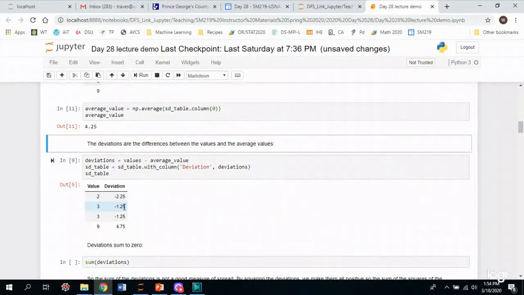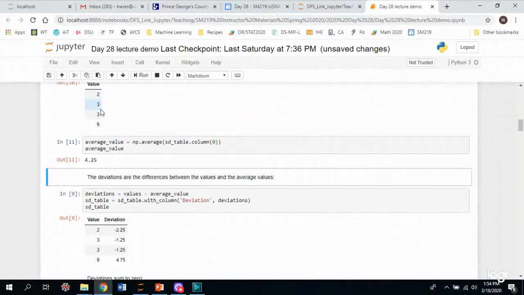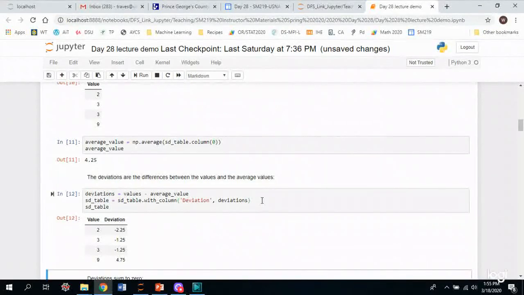The deviations are the differences between the values and the average value. So if we take the values that we have here, 2, 3, 3, and 9, and subtract off the average value, we should get an array consisting of the deviations. We can make a new column for our SD table consisting of the deviations. There we go.